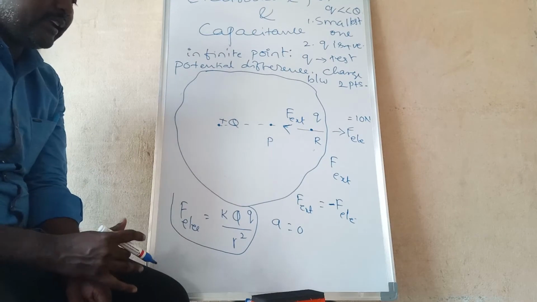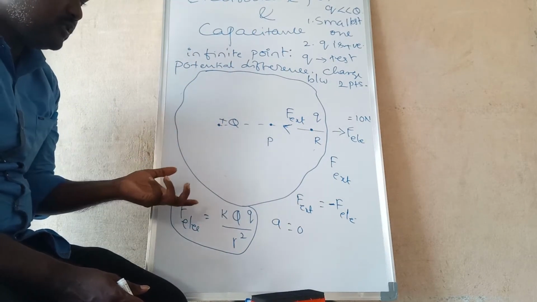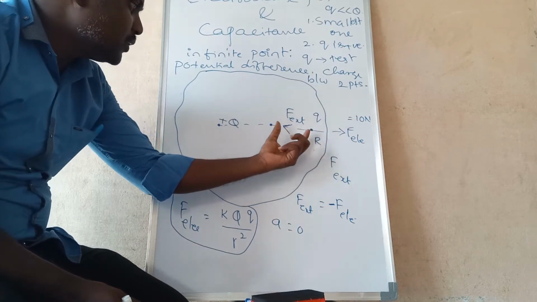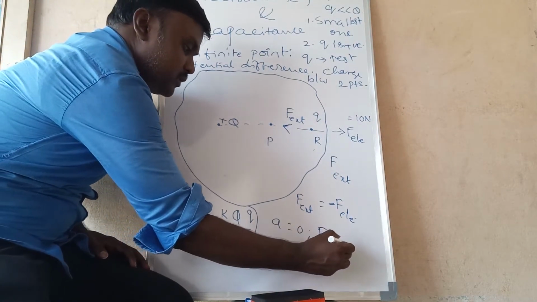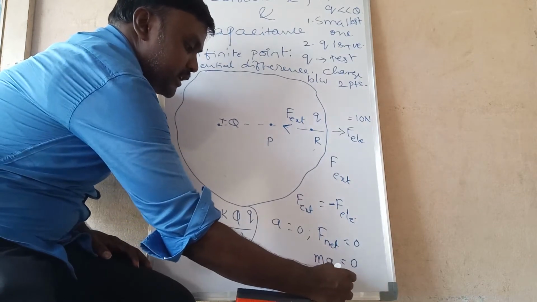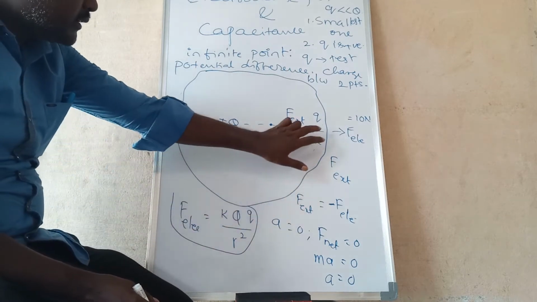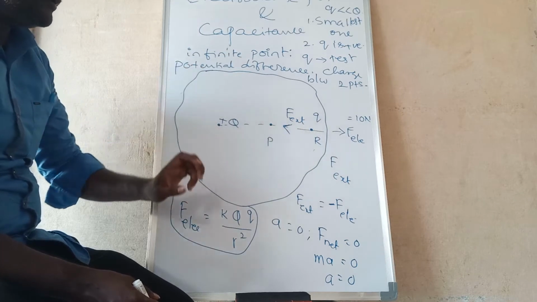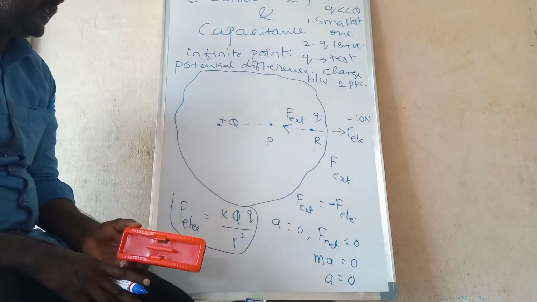You may ask me why it's 0. Because the net force is 0. How can you say net force is 0? Electrostatic force and external force both have the same magnitude but opposite direction, hence they cancel. So the net force F net is equal to 0. F net is nothing but ma, so acceleration a is equal to 0. So when the test charge was moving from R to P, the acceleration is 0, and it was moving in a force free field.